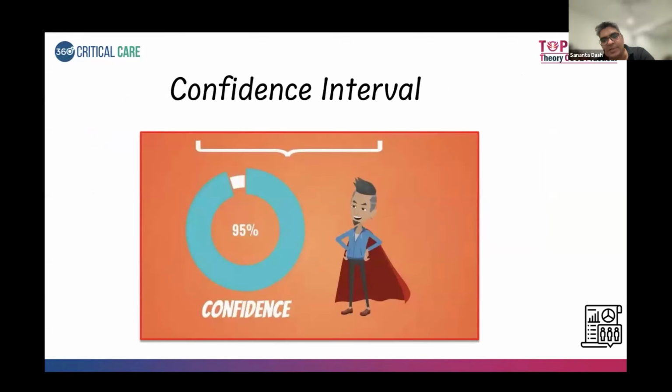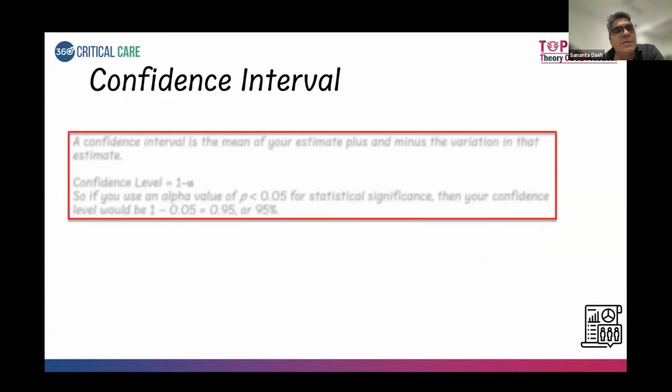Now, the last thing that I will be talking about is the confidence interval. So a confidence interval, as you know, is the mean of your estimate plus or minus the variation in that estimate.